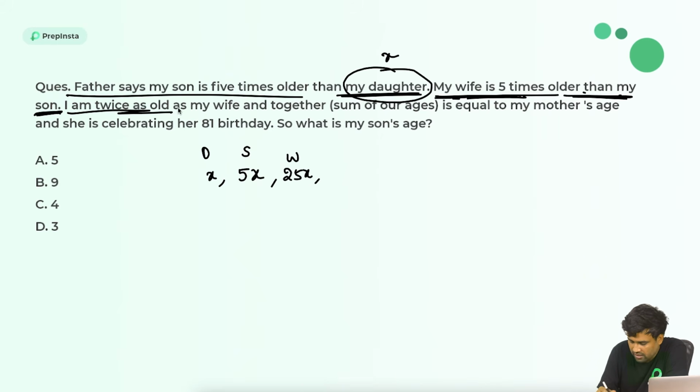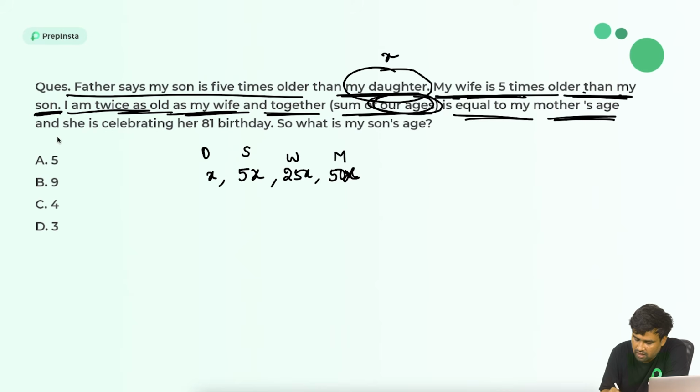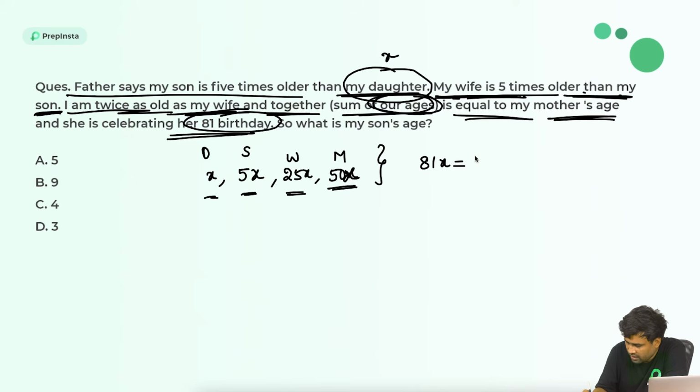And I am twice as old as my wife. So his age, I am assuming that the man's age is 2 times, means 50x. And together the sum of our ages, so all our ages is equal to my mother's age, and she is celebrating her 81st birthday. So the sum of the ages of all the people is how much? 50 plus 25, 75, 80, 81. So 81x is equal to 81 only. So x is equal to 1.